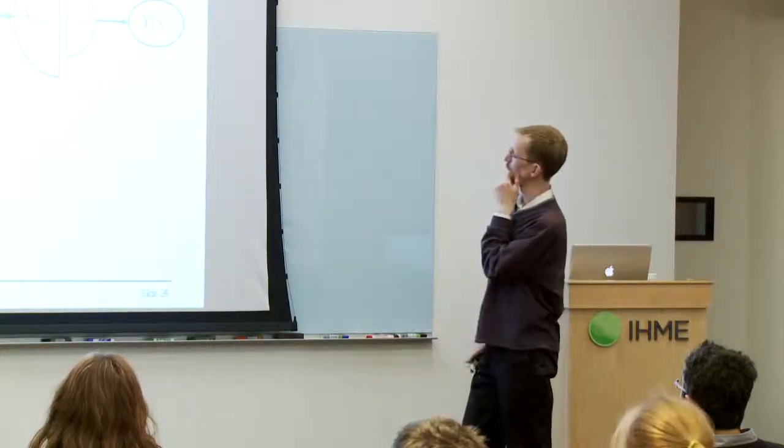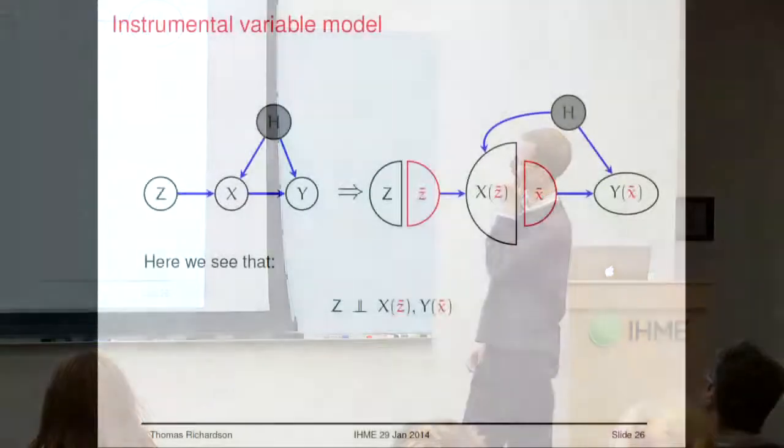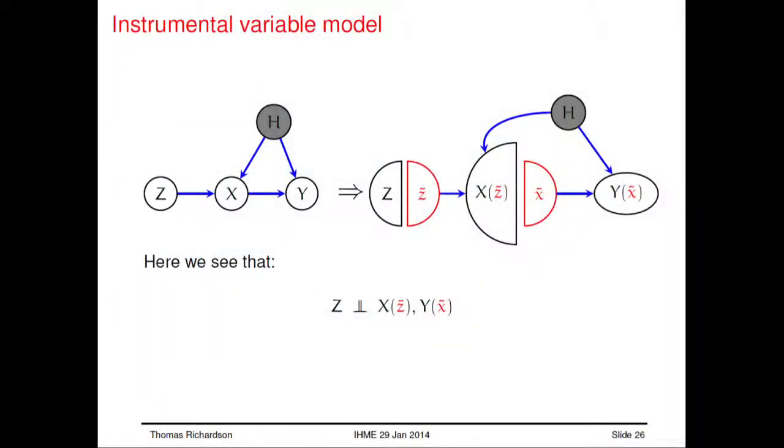Okay, so here are some other models to just show you the use of this framework. So here's the instrumental variable model. So how many of you have heard of instrumental variables? Okay, so instrumental variable model, the idea is that we're interested in the effect of x on y, but for whatever reason we were unable to do a randomized experiment where we randomly assigned x.